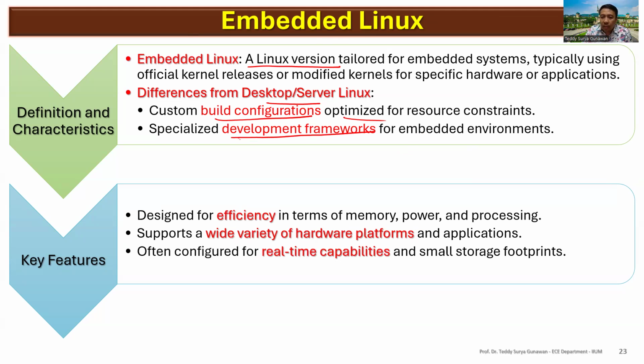The key features of embedded Linux: it is designed for efficiency in terms of memory usage, power use, and processing requirements, and supports a wide variety of hardware platforms. You just need to use a different module for a different device, and it is often configured for real-time capabilities and a small storage footprint. So these are the key features of embedded Linux.